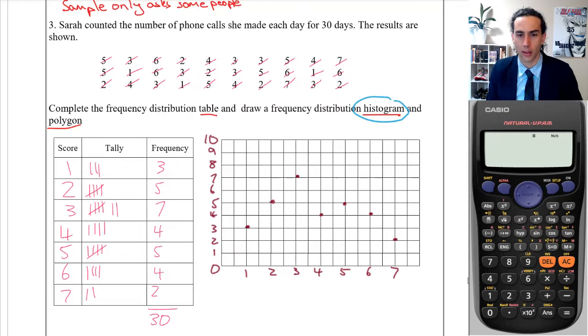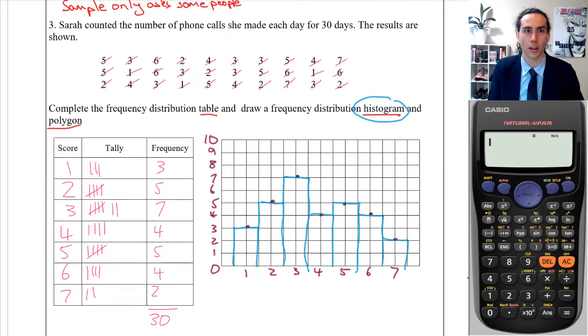You make the columns either side of the dot. So the dot, you see that, is in the middle of the column. And you notice at the start there's that little gap there. That's intentional, that's good. So that is how you make the histogram.